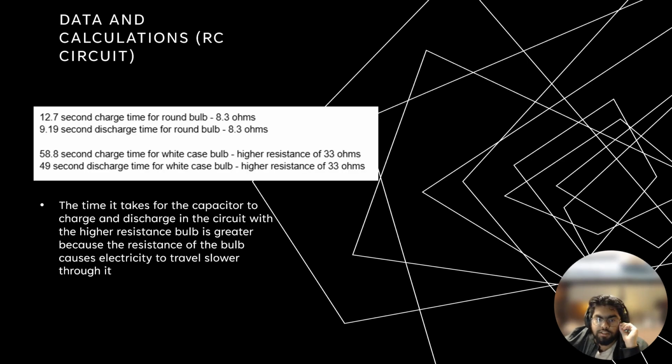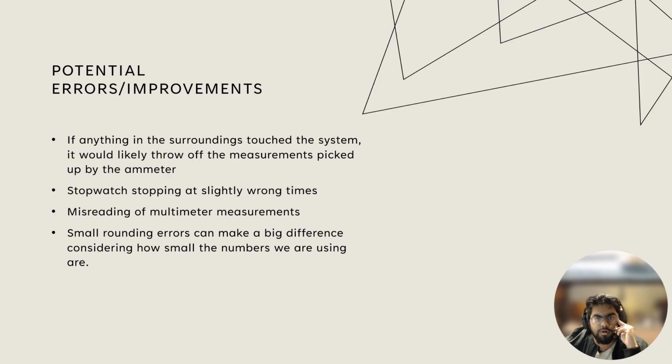Here's the data and the calculations for the RC circuit. Not really anything, it's just taking the times for each of them. So you can see the time for charging for both of them and the time for discharging for both of them, the 8.3 ohm and the 33 ohm light bulb.